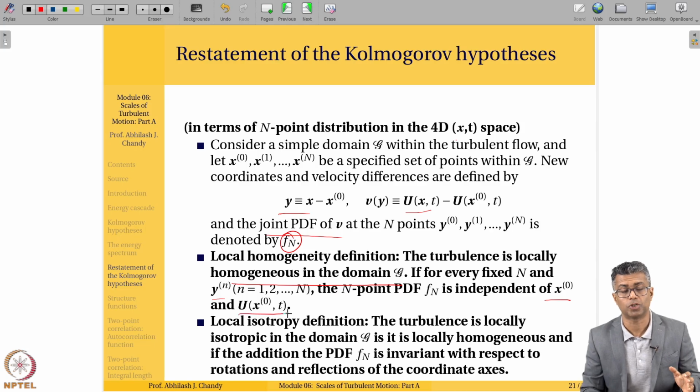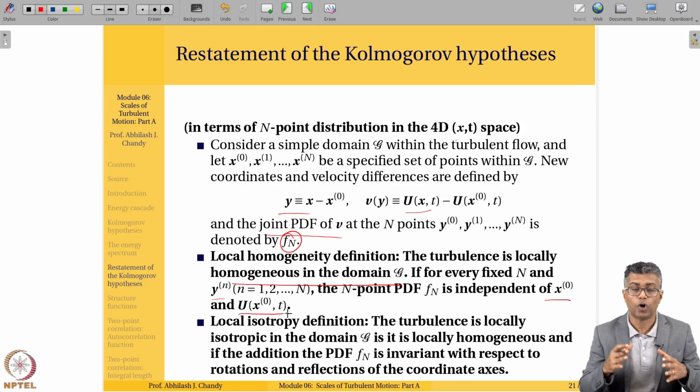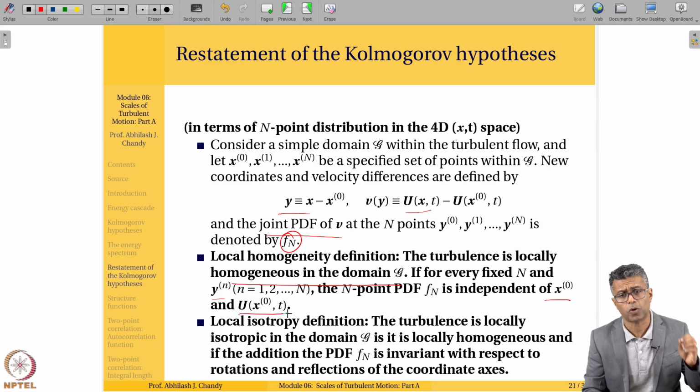That is the local homogeneity definition. It is independent of space. So what we are saying is that the PDF is also independent of space. That's all we are saying. So that is the local homogeneity definition.